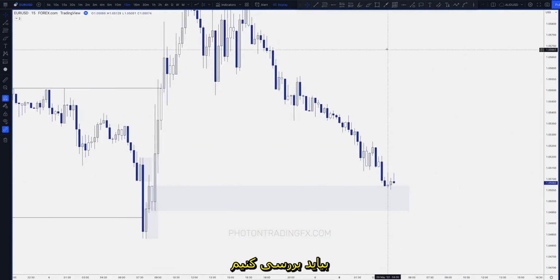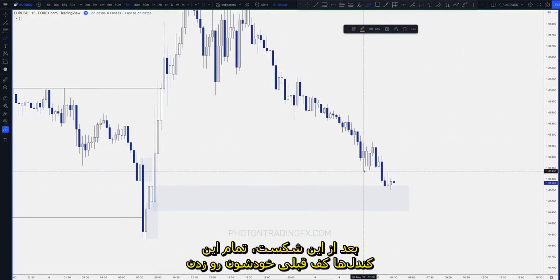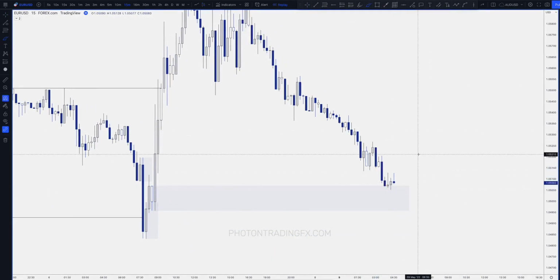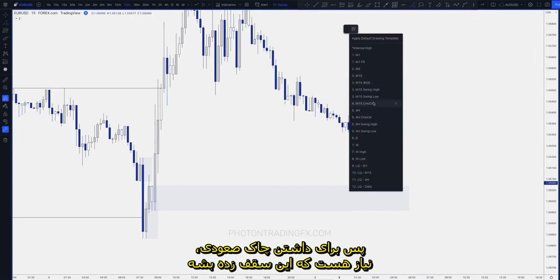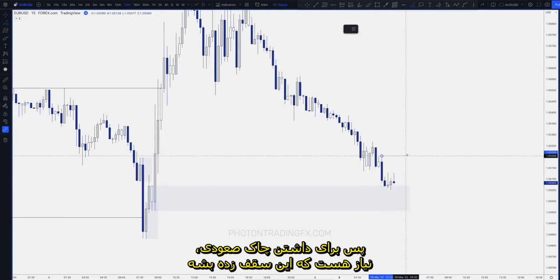Okay, cool. So let's look at that. Well, since that break there, all of those candles have just broken the prior candle's low, right? So for there to be a bullish change of character, we would need to see this high go here, right?